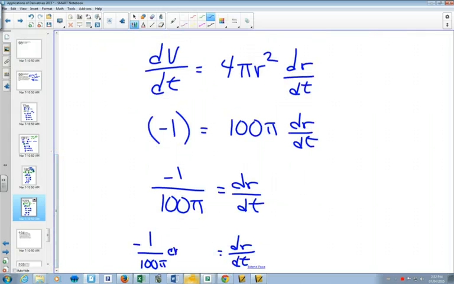Then it's not melting so fast. Whew. Yes.